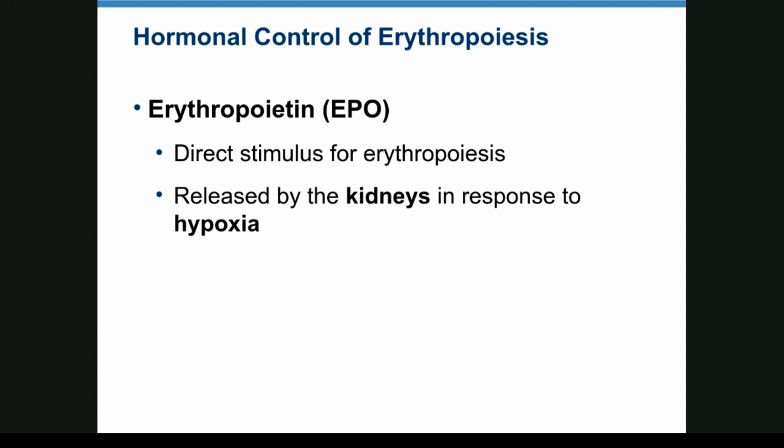Erythropoietin is a direct stimulus for erythropoiesis. It's released when oxygen levels are low, then erythropoietin will be released. So patients with kidney failure may become very anemic due to not having this erythropoietin released.